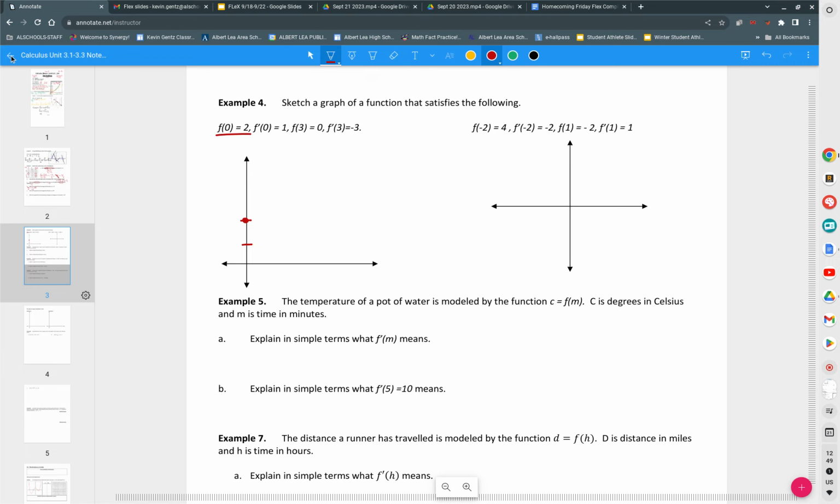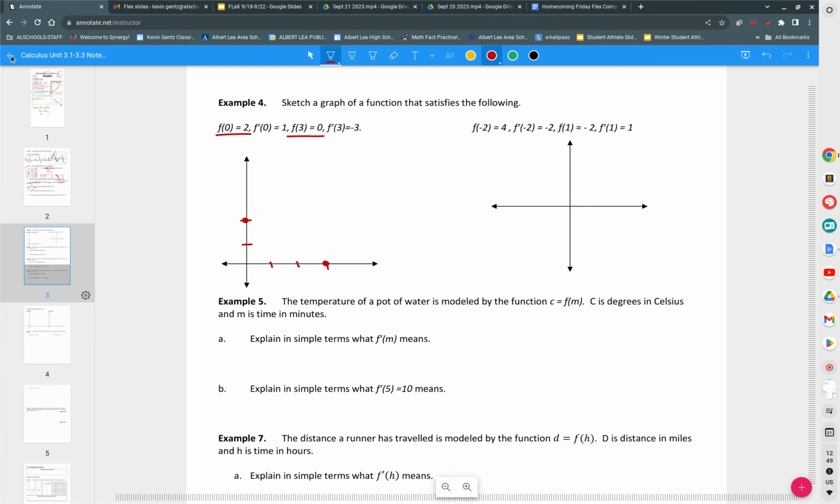And then, what does f of 3 equals 0 mean? At 3, I have a height of 0. So it crosses the x-axis at 3. Okay? Everybody okay with discerning those?